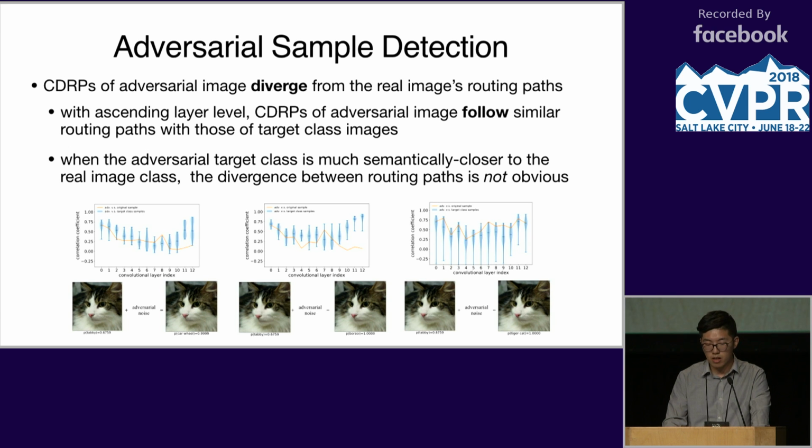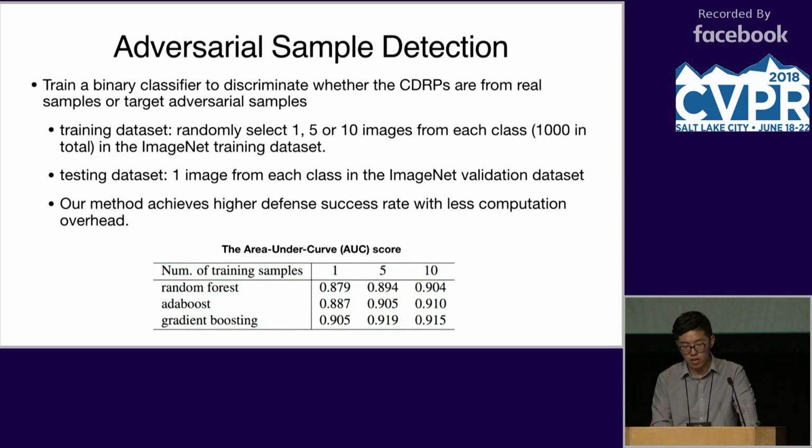Therefore, based on the above observations, we propose a novel adversarial sample detection scheme by training a binary classifier to discriminate whether the CDRPS are from real samples or adversarial samples. Experiments show that our method achieves higher defense success rate with less computation overhead, and the adversarial attacking can be defended based on the CDRPS representation.